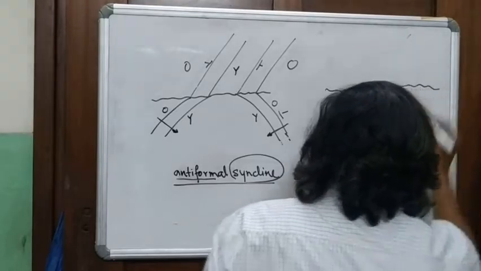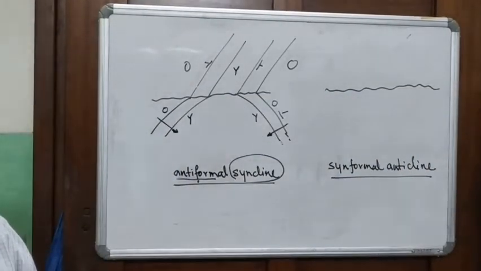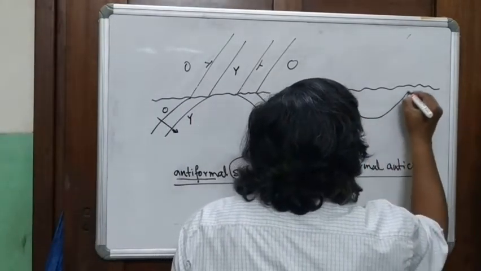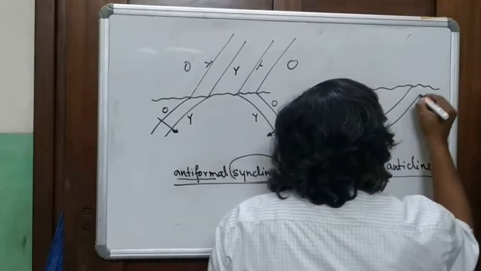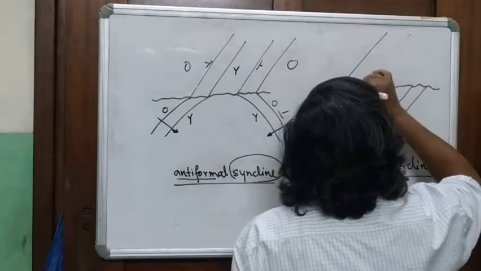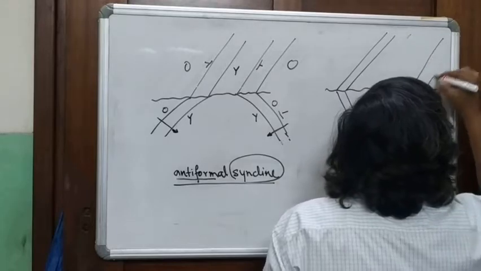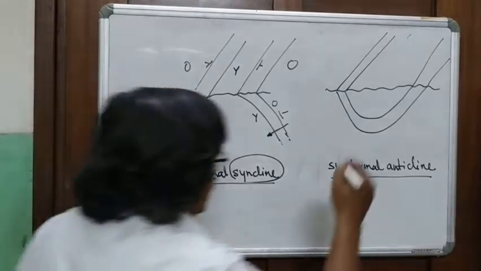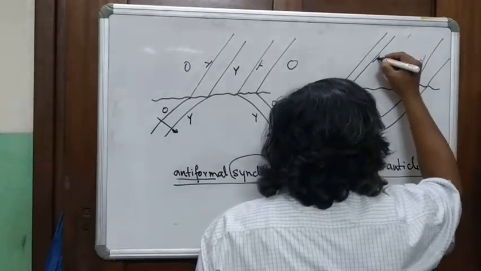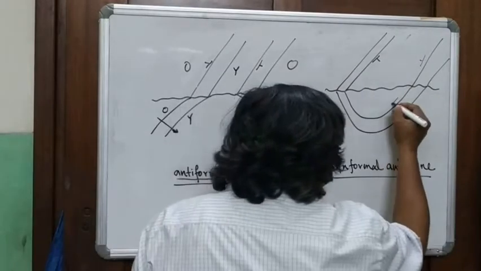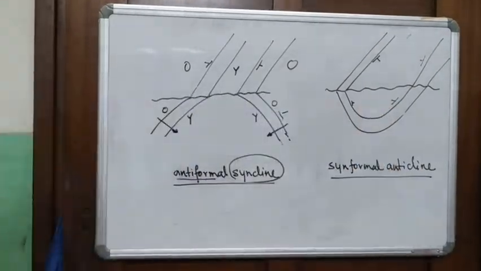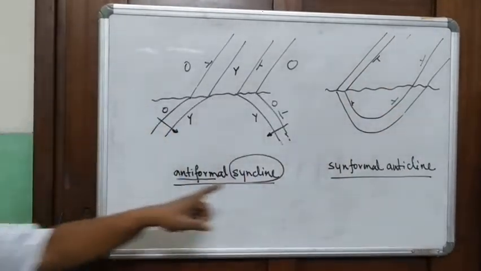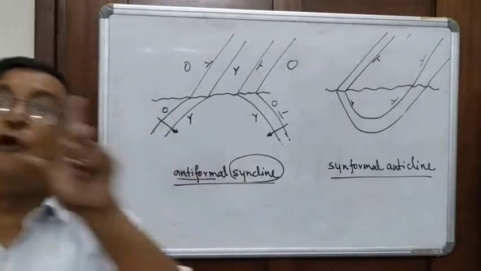Like before, it will be a synform to start with. To start with, it should have a synformal structure. That's for sure. That means the dip is towards each other. Here also you can see the dips towards each other. And it has a convex downward shape. That is the classic case of a synform.